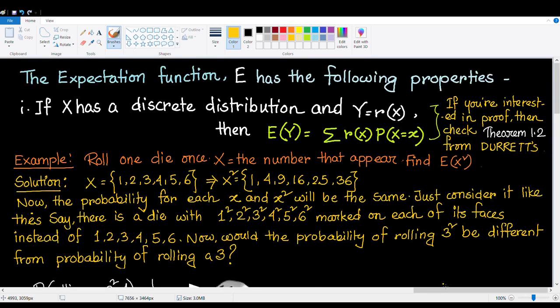Now the expectation function E has the following properties. 1. If X has a discrete distribution and Y equals r of X, then E of Y equals the summation of r of x times p of x, over x. So if you're interested in the proof, then check theorem 1.2 from Durrett's probability book. We're going to solve a few problems on it.